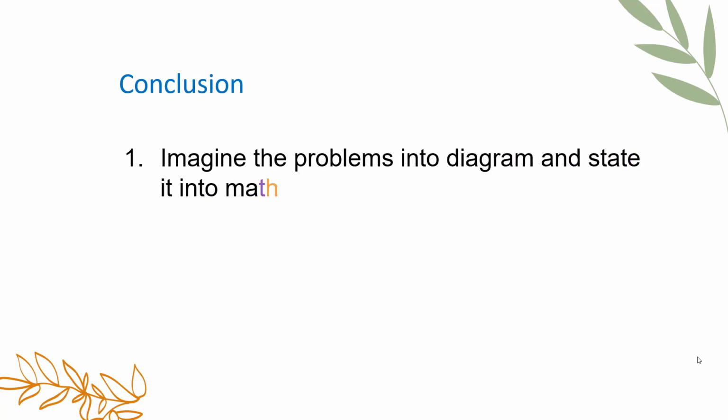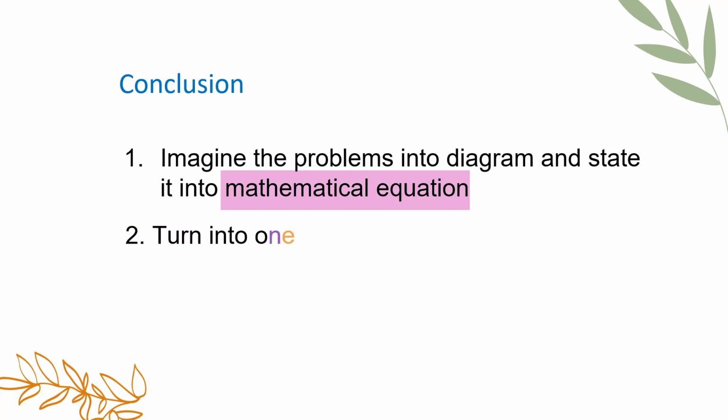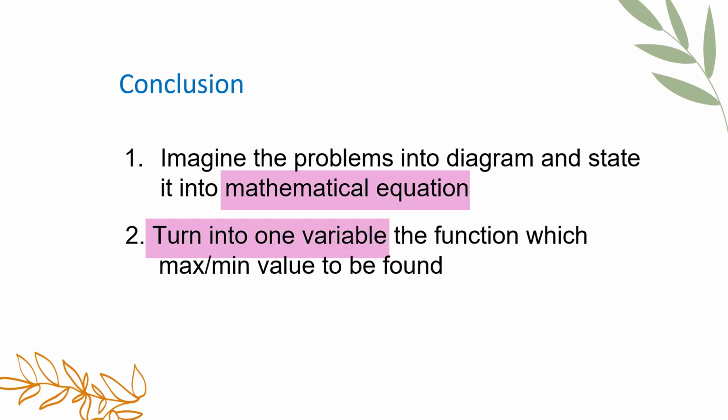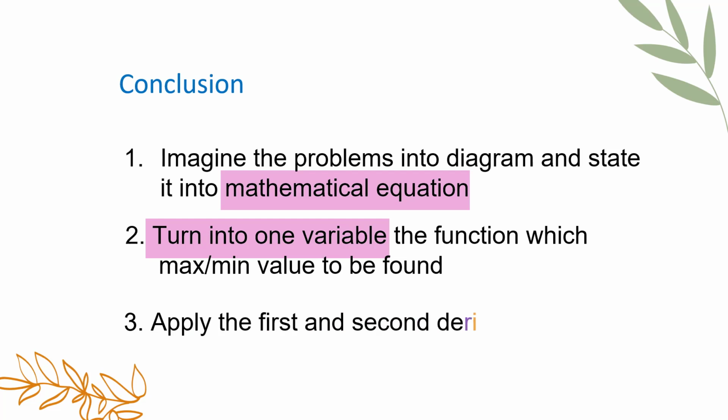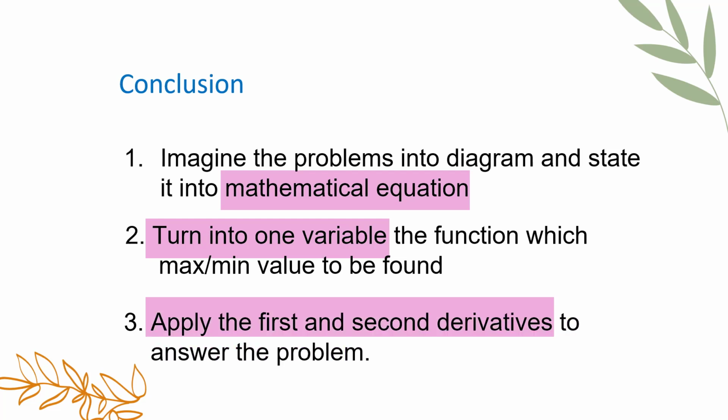In conclusion, for finding a maximum or minimum value, what we need to do is, first, imagine the problem as a diagram and state it as a mathematical equation. Second, turn the function whose maximum or minimum value is to be found into one variable. And the last one, apply the first and second derivatives to answer the problem.